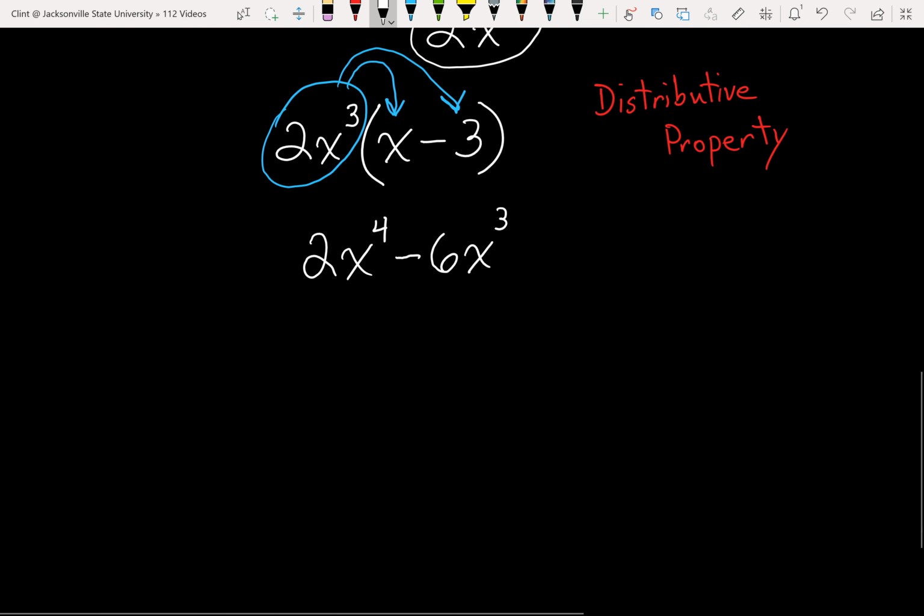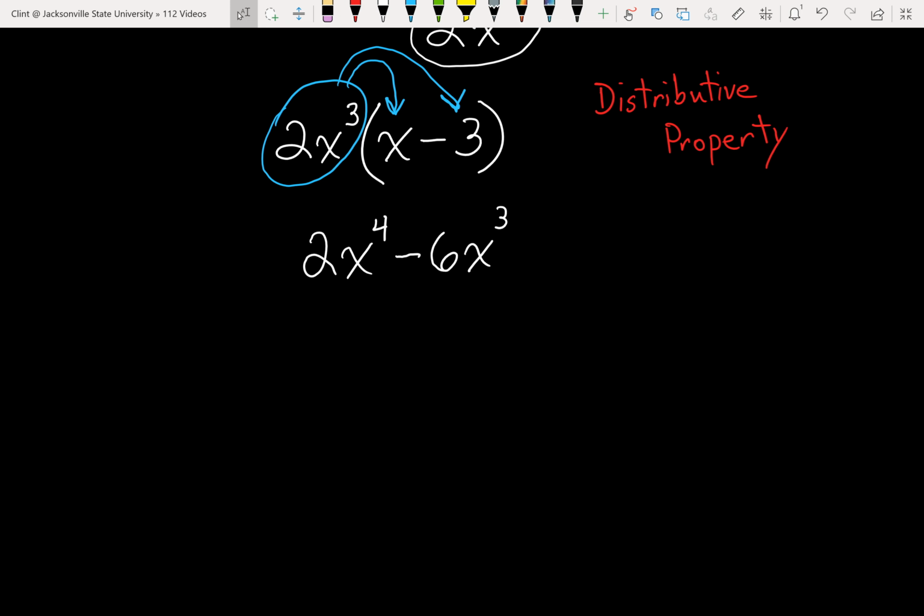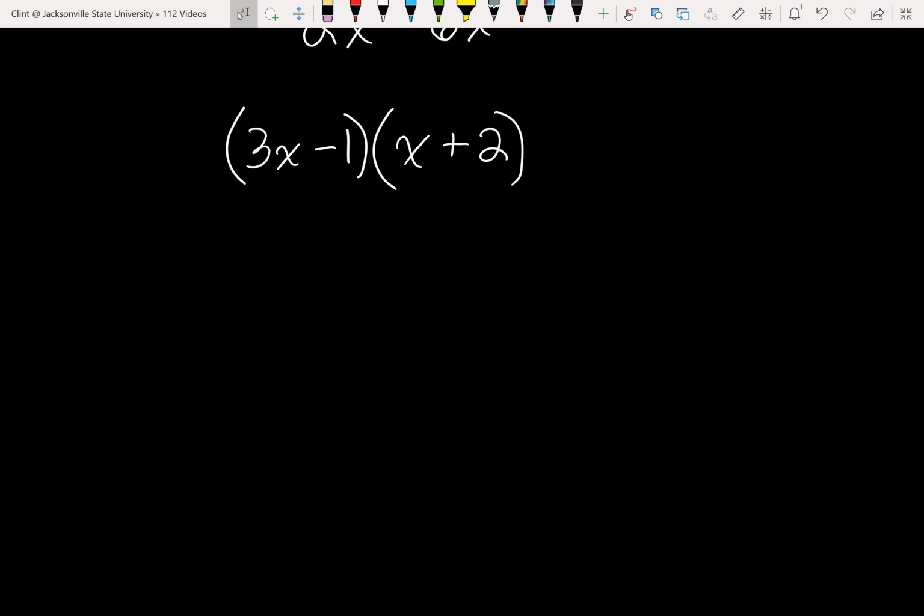Okay, and then one other really common way you'll see these. Maybe we have two algebraic expressions with more than one term. So something like 3x minus 1 times x plus 2. Again, this might ring a bell, something you talked about before. A lot of times we call this type of multiplication the FOIL method. And here FOIL just helps us not forget any of the distributions we're doing.